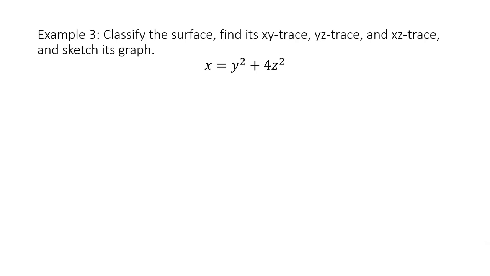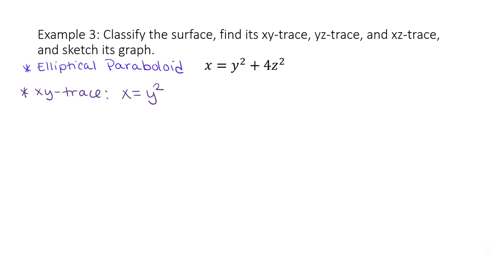Okay, so first step, classify the surface. I'm going to look through that list of quadric surfaces and see which one this is. And immediately the thing I notice is I have a linear term, and then I have the sum of two squares. So this is kind of like my parabola in 3 dimensions. It would be a paraboloid, and because the squared terms are being added, it's our elliptic paraboloid. Okay, so that's step 1. We classified the surface. This is an elliptic paraboloid.